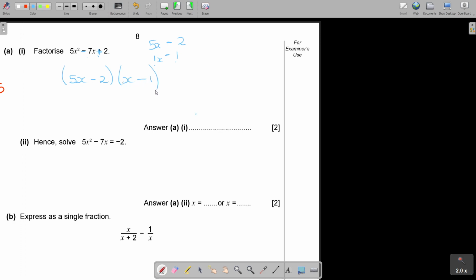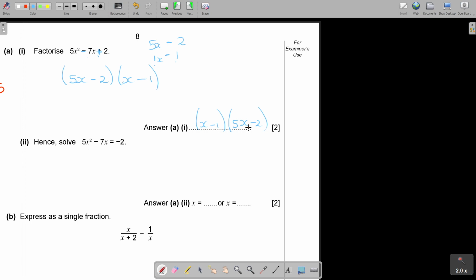So 5x minus 2. I just wrote it that way because I'm rewriting it. If somebody wrote x minus 1 and 5x minus 2, he will also be correct. So they just look for the two brackets. The order doesn't matter, just look at the insides, as long as the insides are the same. Okay. And now, very good that they ask you that. So they actually helped you in the second one.